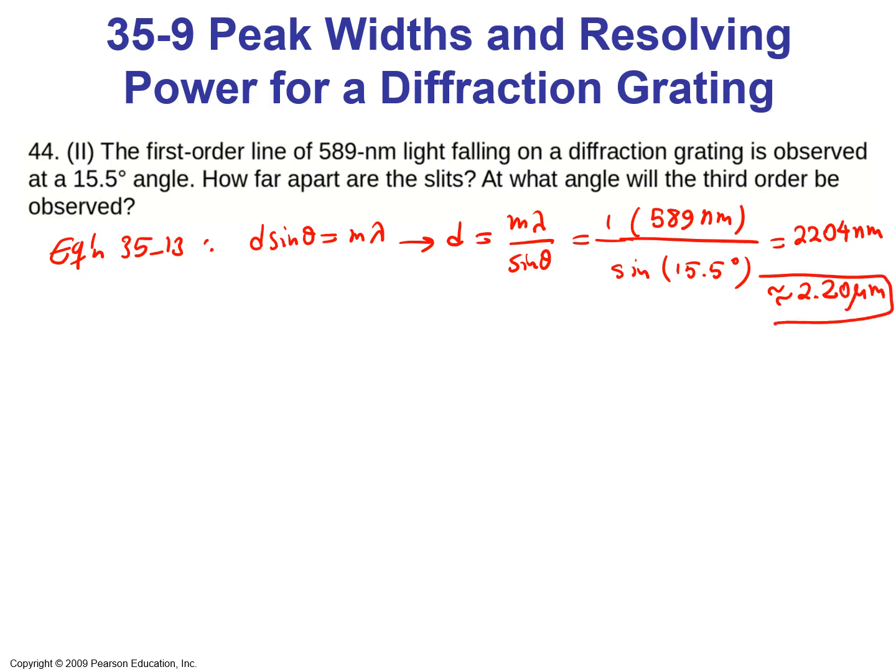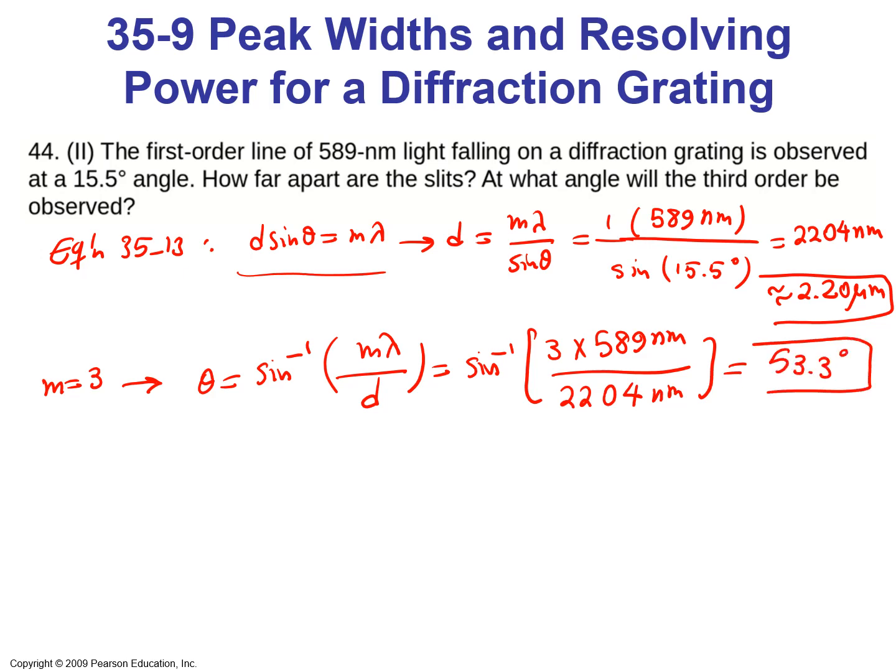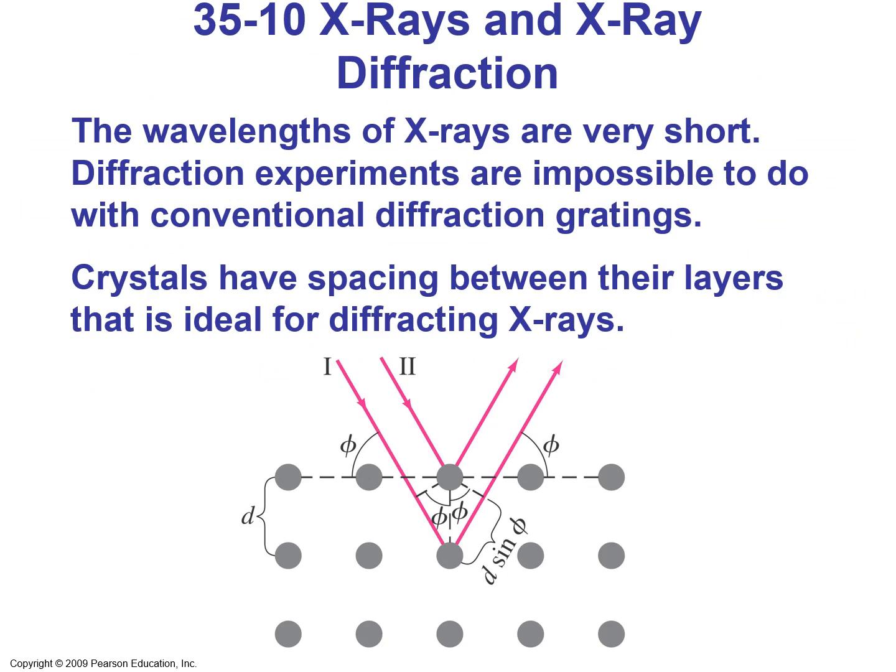For the angle for the third order, we know m is equal to 3, and we should solve the same equation for theta is equal to sine inverse of m lambda divided by d. So from the previous part, we know d. Plug in the values: sine inverse, m is 3, lambda is 589 nanometer, and from the previous section 2204 nanometer, and that results in 53.3 degrees.